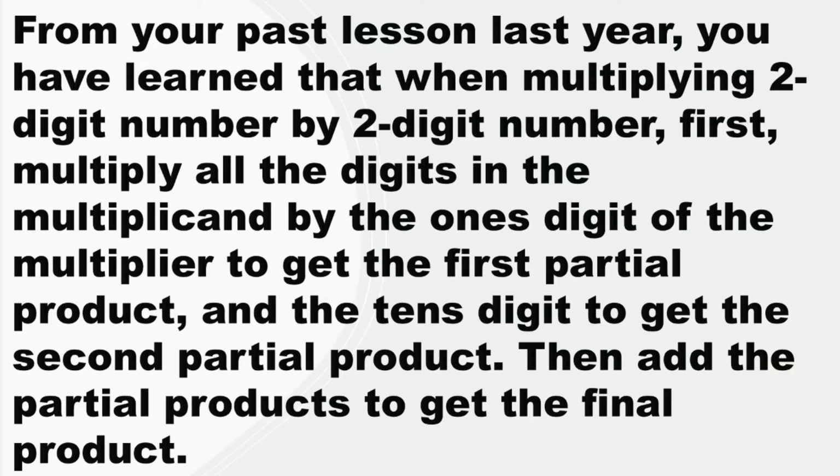From your past lesson last year, you have learned that when multiplying two-digit number by two-digit number, first, multiply all the digits in the multiplicand by the ones digit of the multiplier to get the first partial product, and the tens digit to get the second partial product. Then add the partial products to get the final product.